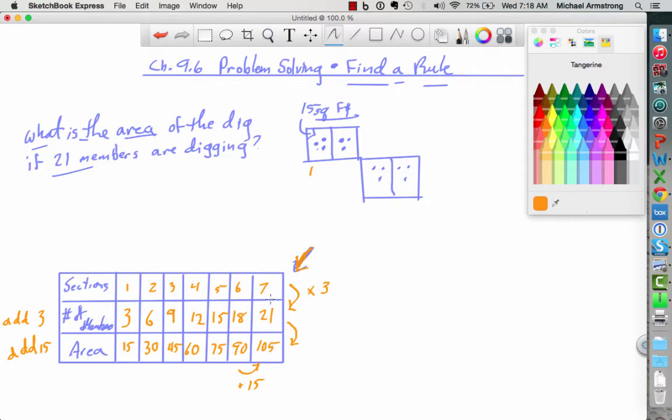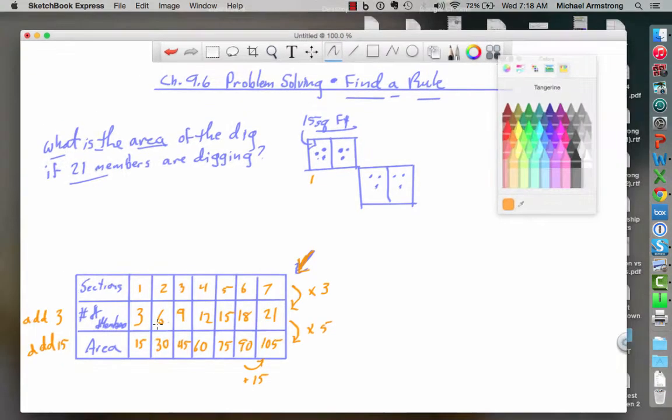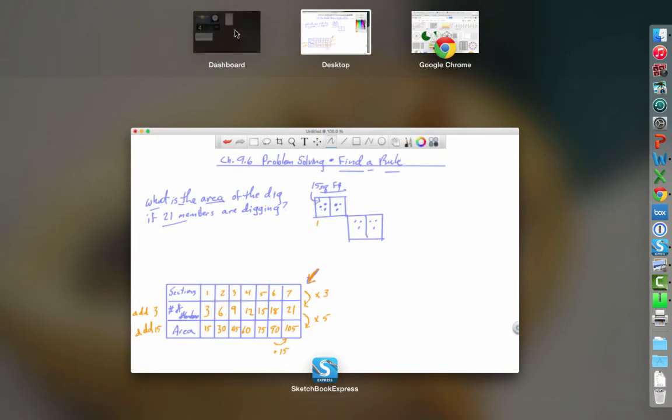But let's check to see if the pattern holds consistent. Is 1 times 3 3? Yes. Is 2 times 3 6? 3 times 3 is 9, so the multiplying by 3 works. What about from 3 up to 15? 3 times 5 is 15. So that's kind of what we're working with. 3 times 5 is 15. 6 times 5 is 30. What's 21 times 5? It's kind of a calculator problem.